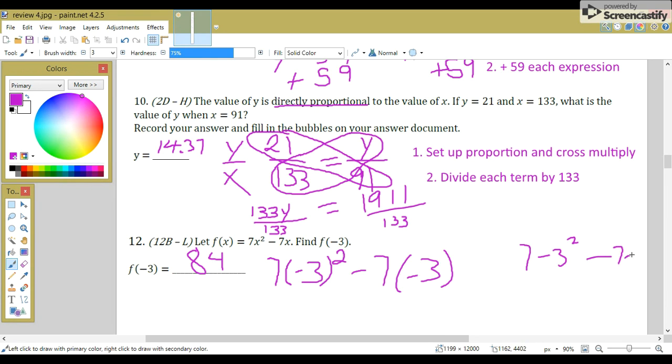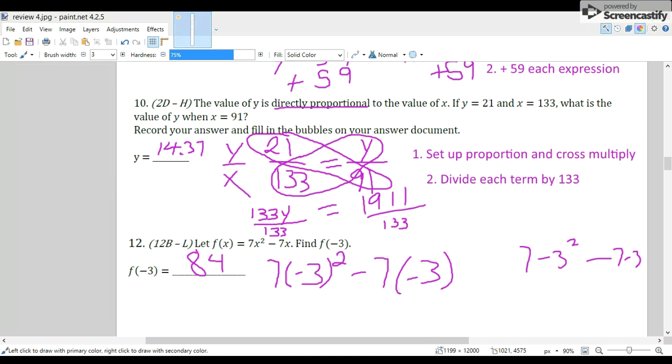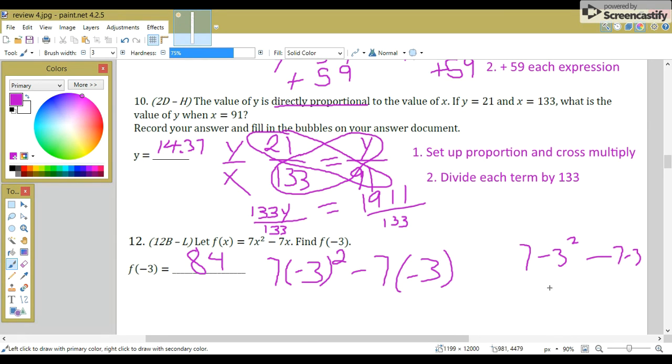Now, if you don't put parentheses, you would get something like negative 42. And that is not the correct answer. So make sure that you put those parentheses. Parentheses matter.